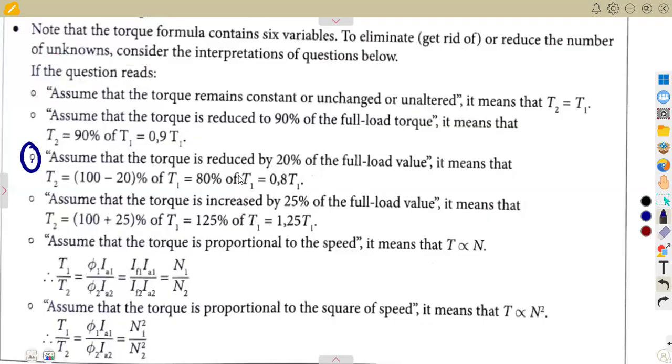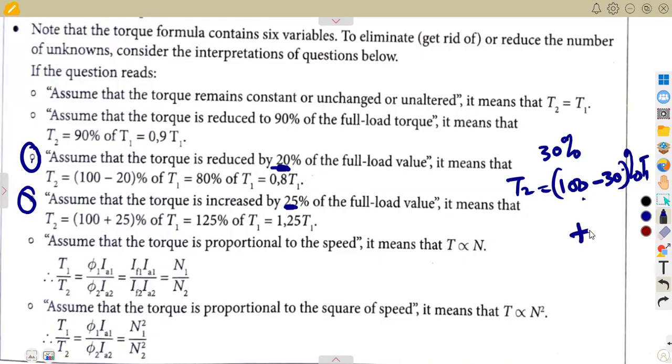Assume that the torque is reduced by 20%, or maybe by 30%. So it means T2 is going to be 100% minus the 30% that you are given, of T1. If it is 20%, 100 minus 20%. Okay? Assume that the torque is increased by 25%. This time it's increased, so from 100% you add. So it will be 100 plus. So these are the conditions.